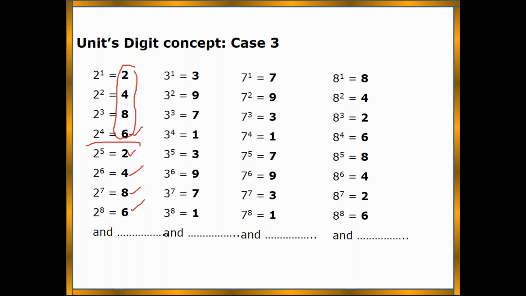Hope all of you understood. So please note down 4 values: 2 power 1 to 2 power 4, 3 power 1 to 3 power 4, 7 power 1 to 7 power 4, and 8 power 1 to 8 power 4. Then we'll go for the concept. Do it fast, write down.